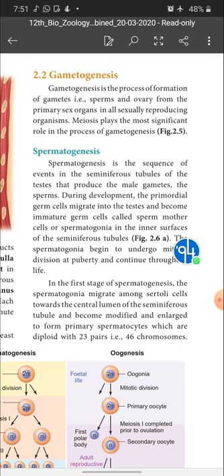Gametogenesis is the process of formation of gametes, that is sperm and ova. It's a mistake given here, children. Sperms and ova form from the primary sex organs in all sexually reproducing organisms. What are the primary sex organs? Testis in male, ovary in female are the primary sex organs. Sperms are produced in the testis, ova produced from the ovary.